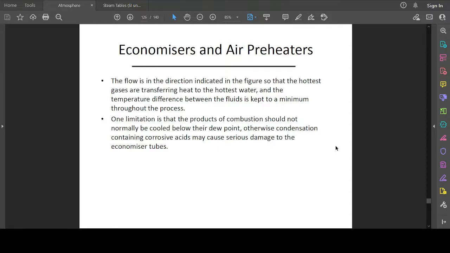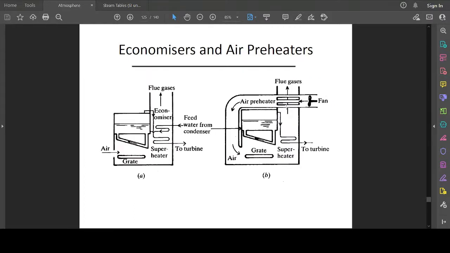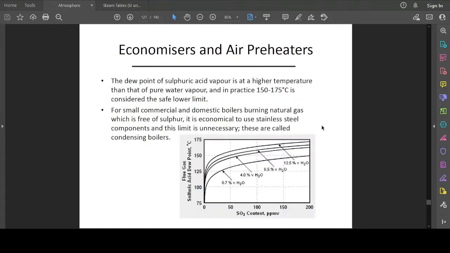One limitation is that the products of combustion should not normally be cooled below their dew point, otherwise condensation containing corrosive acids may cause serious damage to the economizer tubes. As you can see from the figure, the fan cooling is on the stack, the stack of pipes where the flue gas is exhausted. The dew point of sulfuric acid vapor is at a higher temperature than that of pure water vapor.